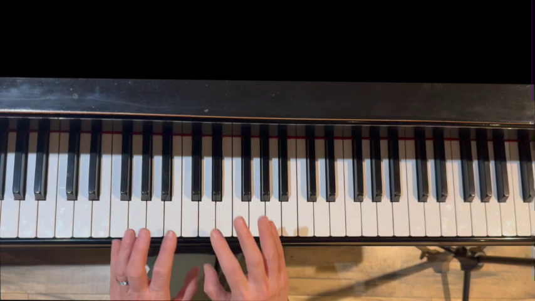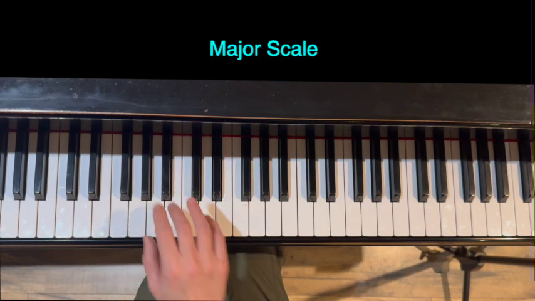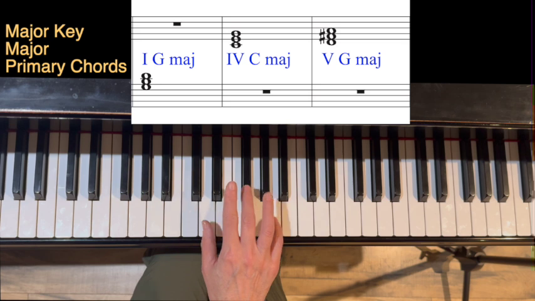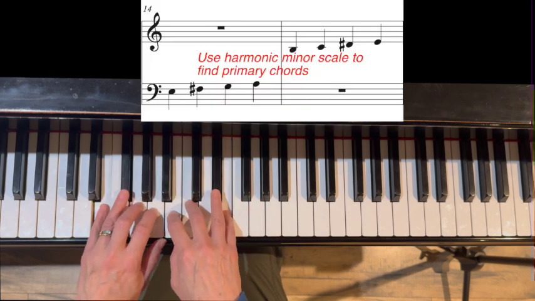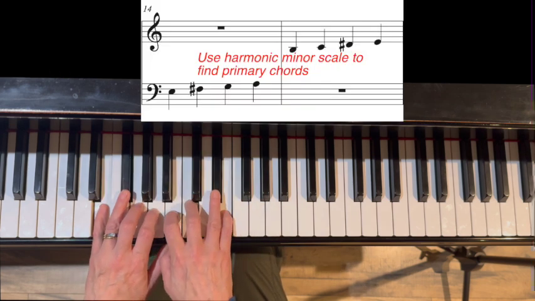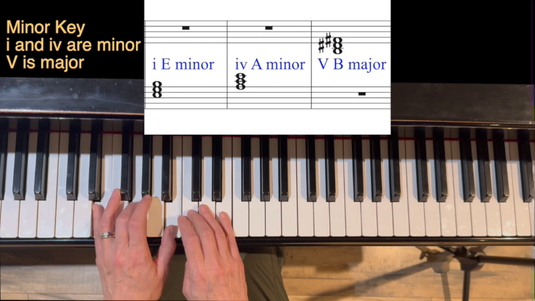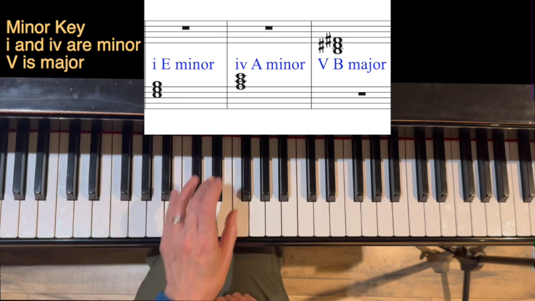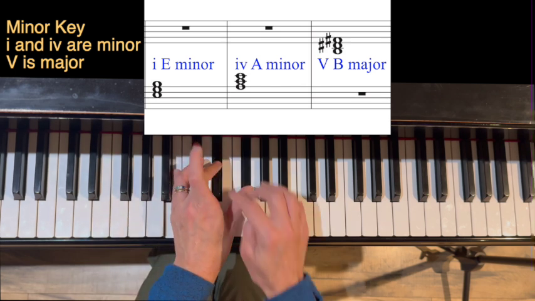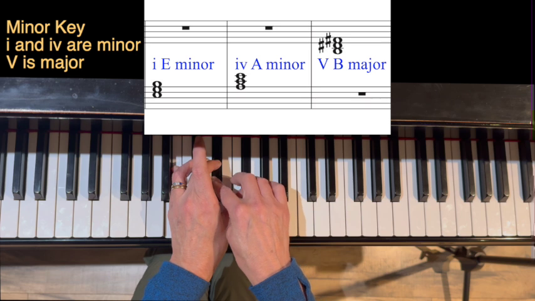So to recap, if we're doing a major key, all 3 of the primary chords are major. If we're doing the minor key, we're using the harmonic minor. The 1 chord is minor, the 4 chord is minor, but the 5 chord is major. And that's one of the reasons we use harmonic minor.